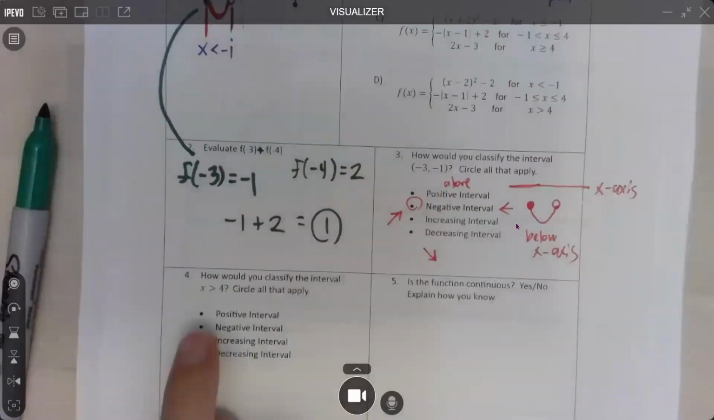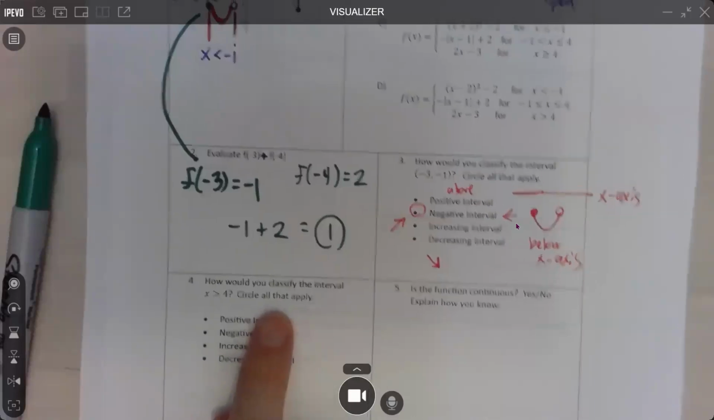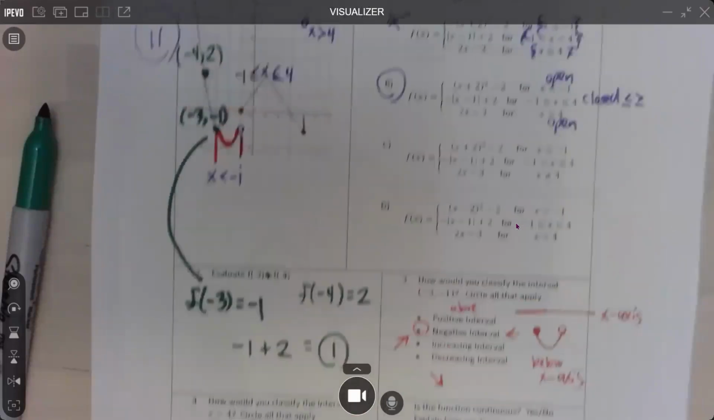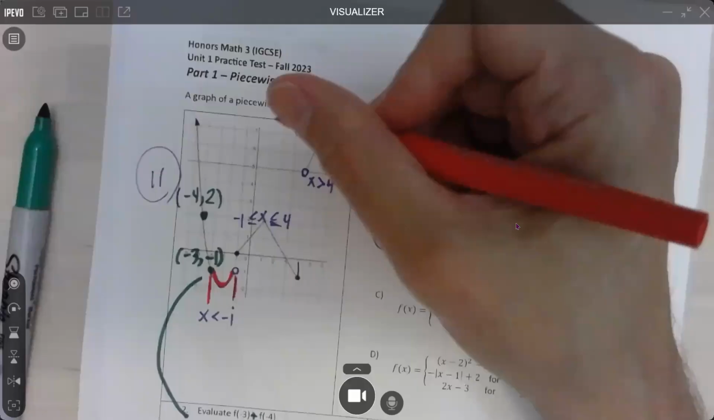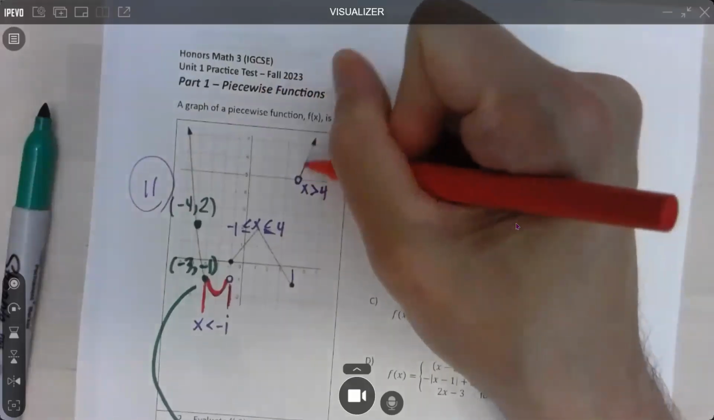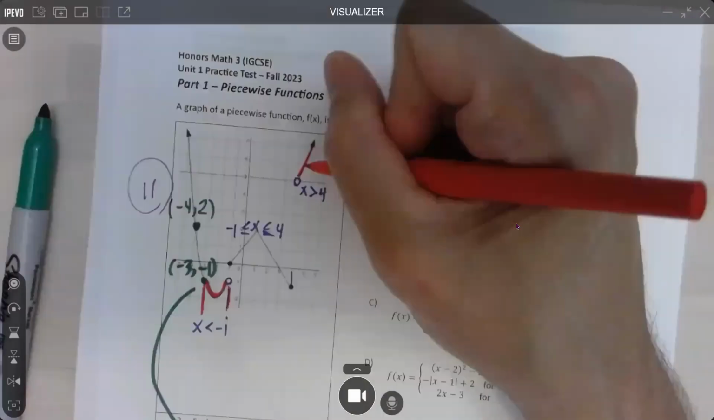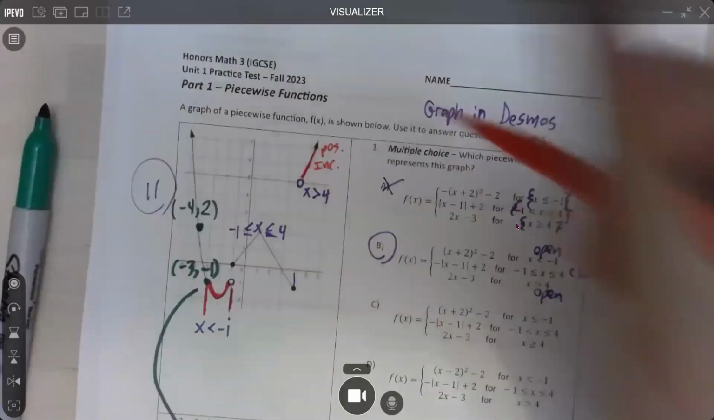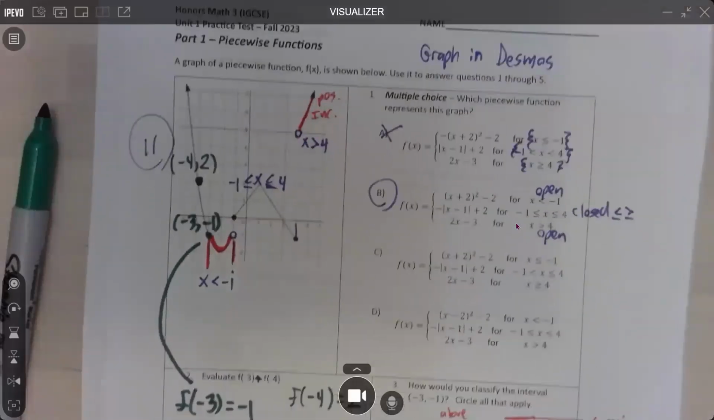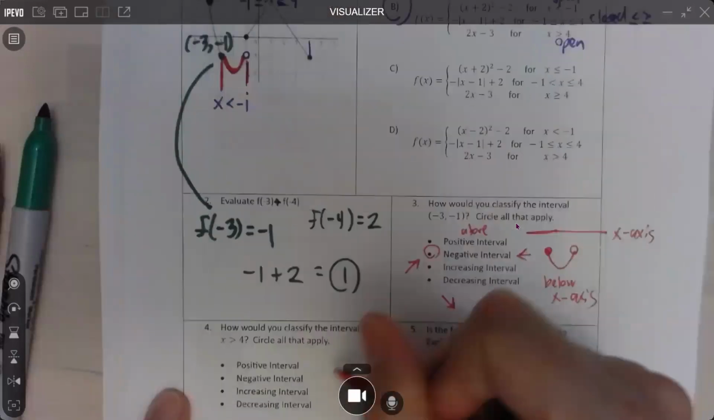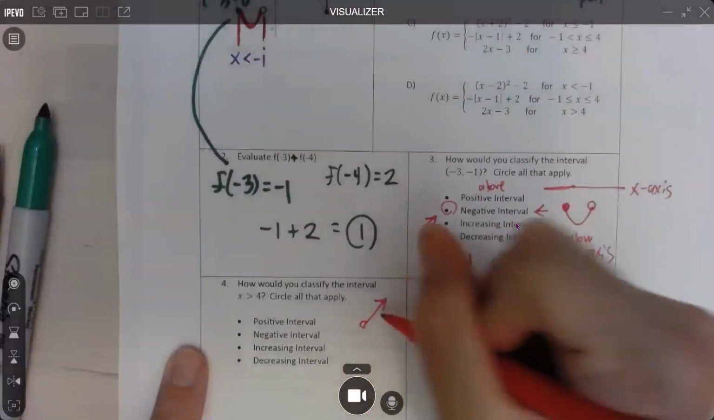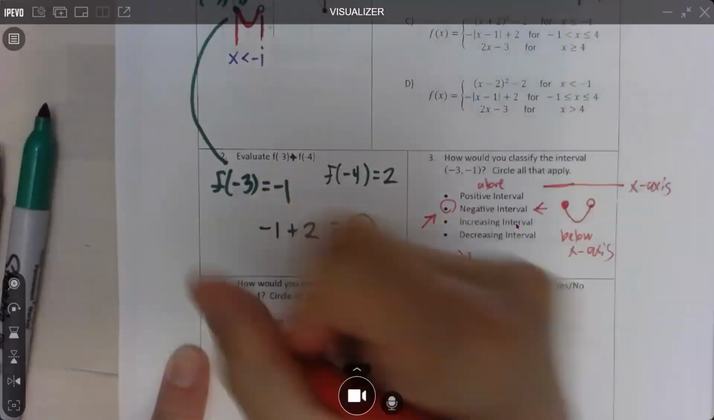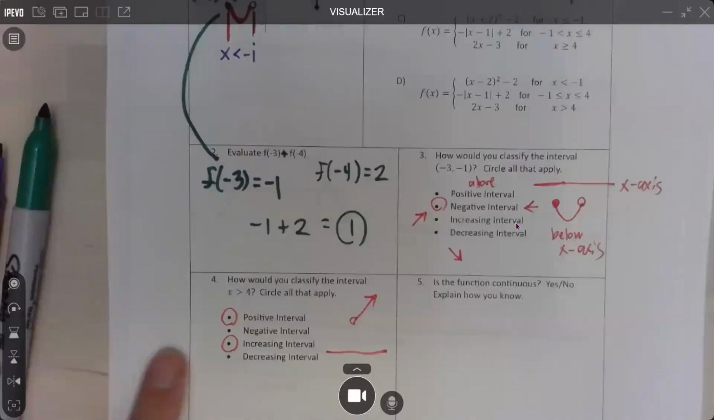All right, question 4. How would you classify the interval x is greater than 4? Circle all that apply. So again, let's look at the one over here, x is greater than 4. That interval seems to be going up, so that's going to be increasing as it goes to the right, but it's also going to be positive. So it actually has two of those characteristics. For x greater than 4, because it's above the x-axis and going up, it's going to be both increasing and positive.